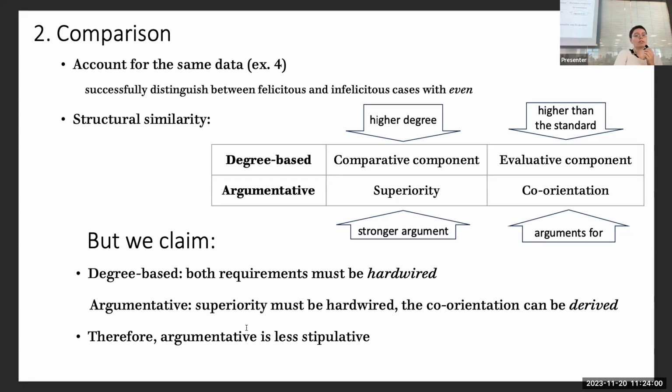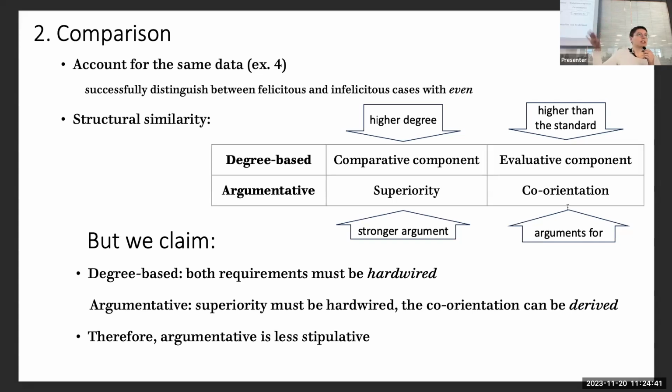But moreover, we can notice some structural similarity between the two approaches. In fact, there is a parallel between the components of the approaches. The comparative component, the higher degree component in the degree-based analysis, is parallel to the superiority requirement, the stronger argument requirement in the argumentative analysis. And the evaluative component, both are higher than the standard, is parallel to the co-orientation in the argumentative analysis, that both are arguments for.